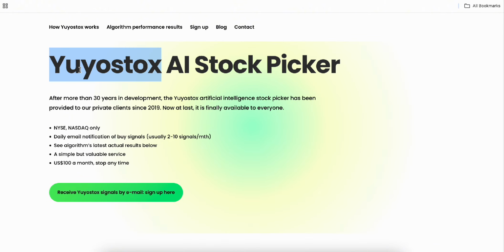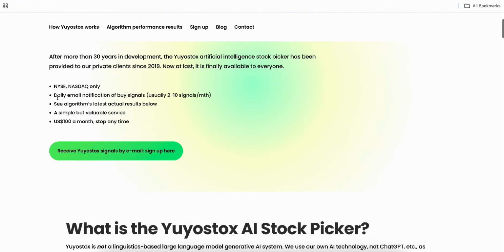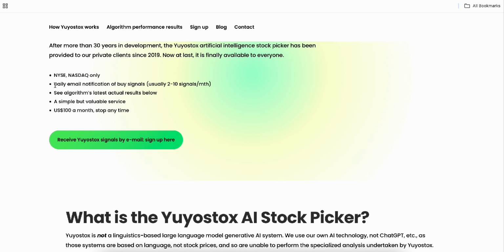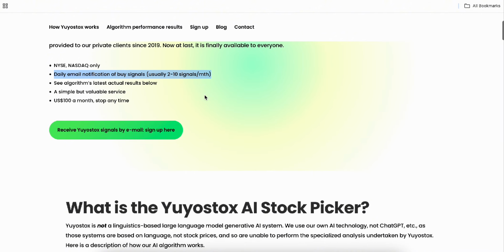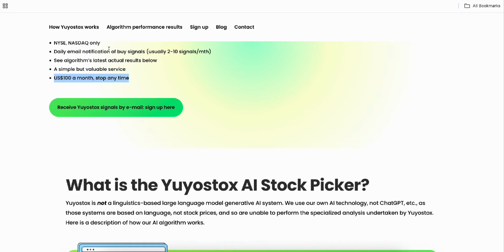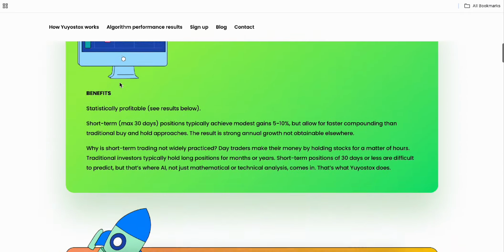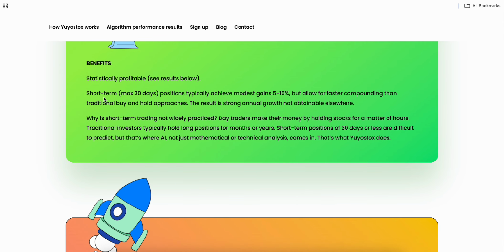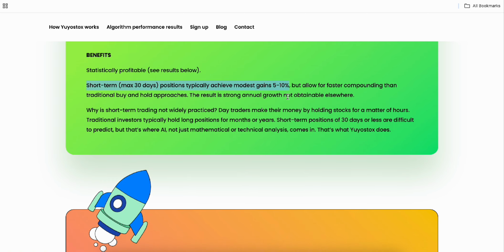It's called Yuyostox. The idea is that they send you a daily email notification, so 2 to 10 signals per month. At the beginning of the day, they tell you that you should buy this stock, and you just pay $100 per month to subscribe to that email. So it seems reasonably simple. They hold their positions for a max of 30 days, and they are trying to gain 5 to 10% in those 30 days, or else sell the stock.